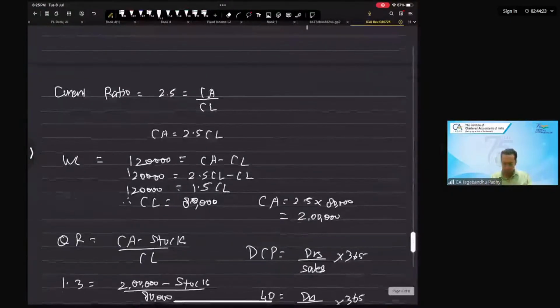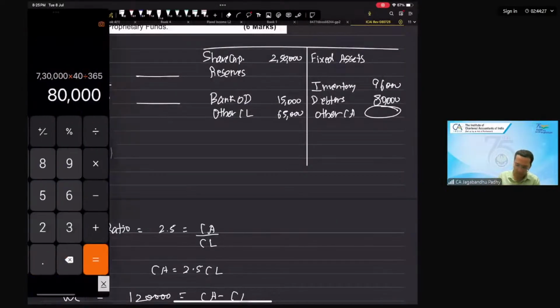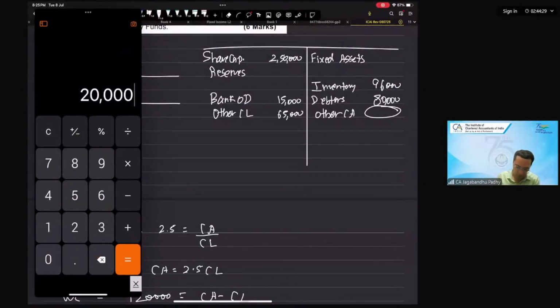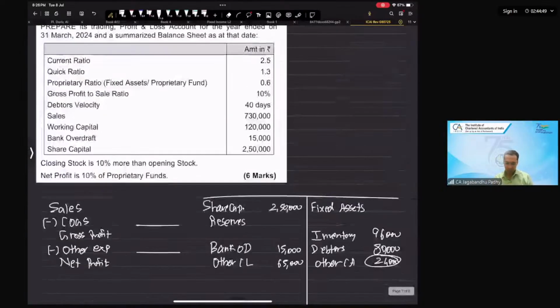But remember, we know the total current assets is 2 lakh. If total current assets is 2 lakh, it's going to be 2 lakh minus 96,000 inventory minus 80,000 debtors. This is 24,000. Other current assets is 24,000, right?